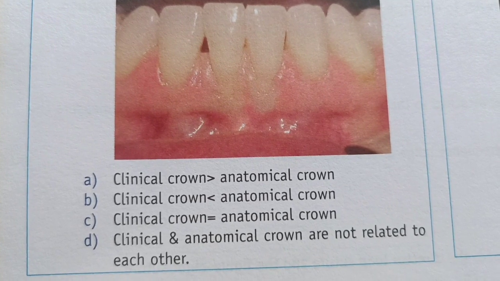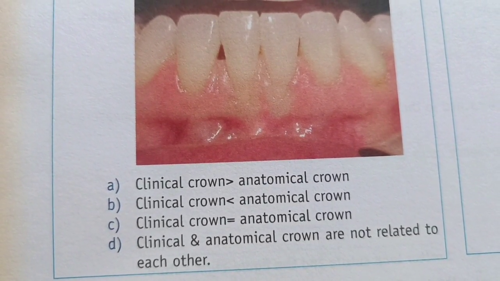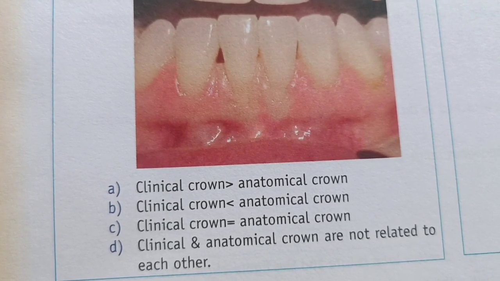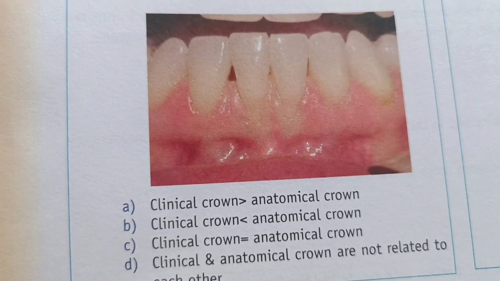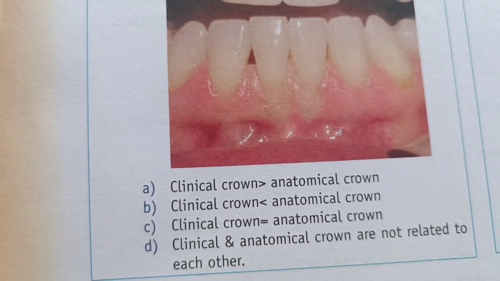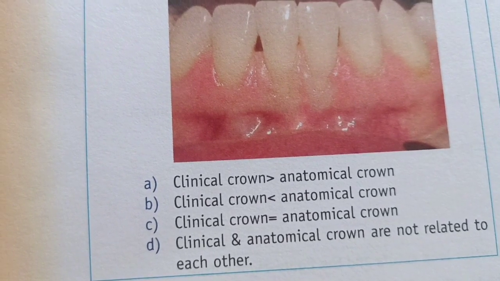Okay, so you have to understand what is clinical crown. Anatomic crown is a portion of a tooth covered by enamel, remember. And anatomic root is a portion of the tooth covered by cementum. So this is anatomic crown and anatomic root. So what is clinical crown?